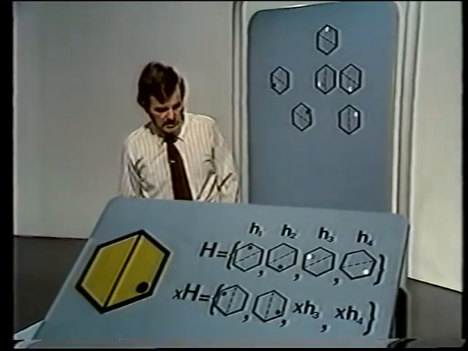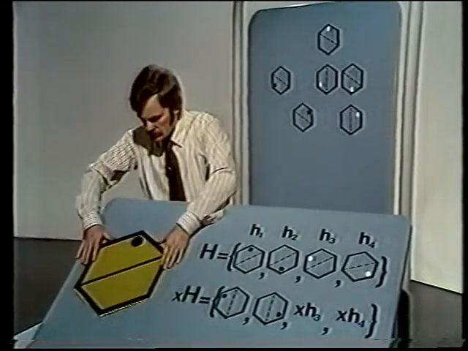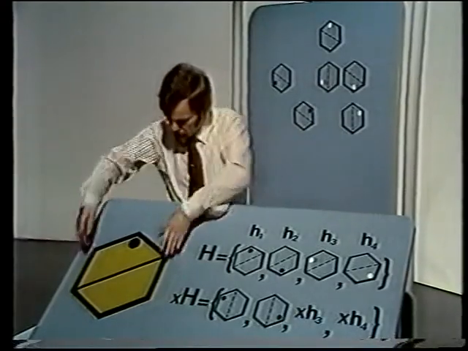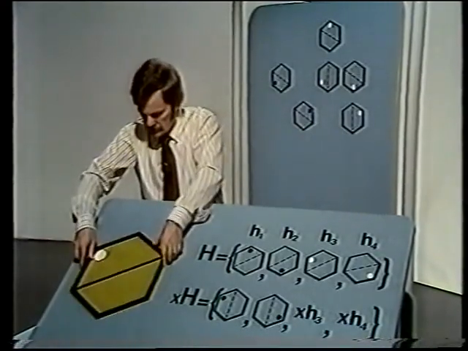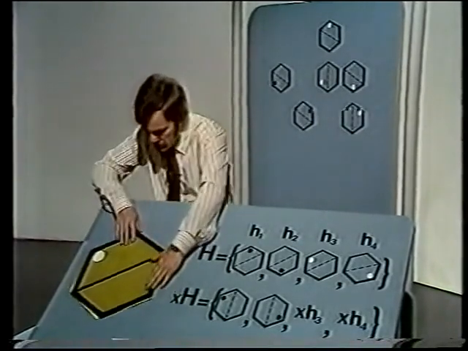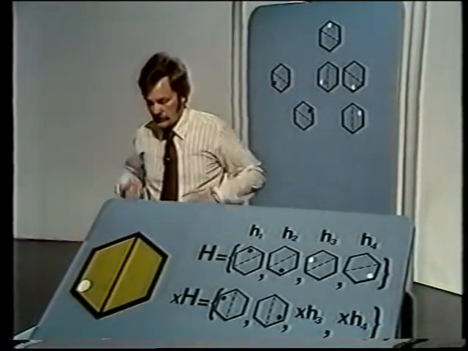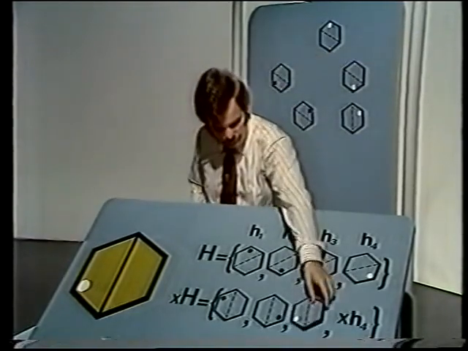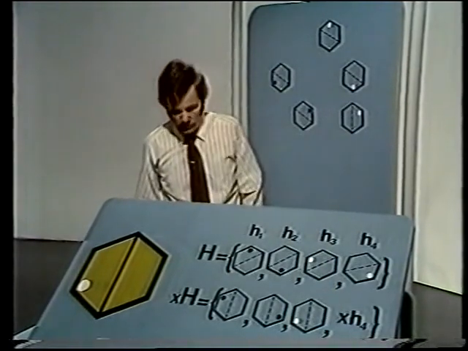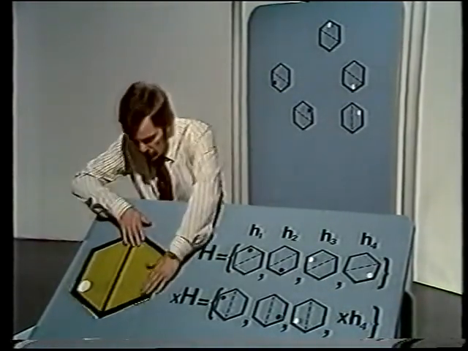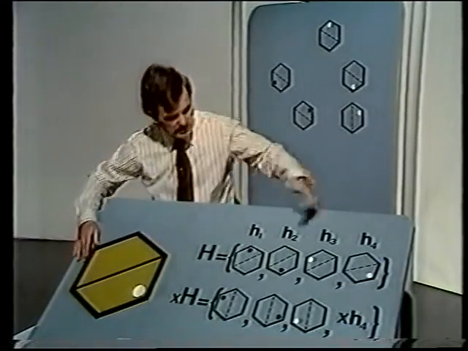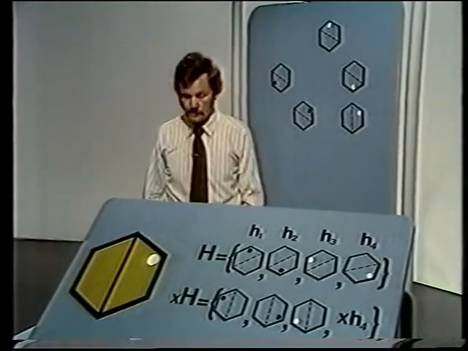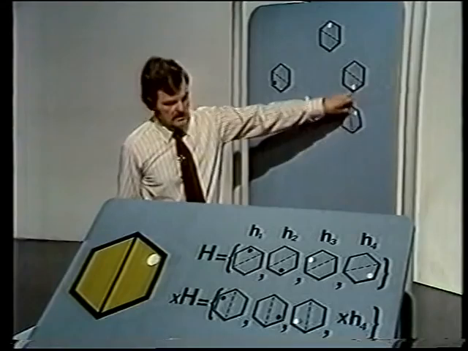Similarly for XH3, return the hexagon to its initial position, apply H3. We can see what will happen then from here. We'll end up in that position, so let's move there. There's H3. We then apply X, rotate through a sixth of a revolution, taking us there. Here's XH3. And finally for XH4, well, you probably realise now there's a shortcut. We can go directly to the H4 position, that's this one, and apply X. Rotate through a sixth of a turn, taking us there. Here it is. There's XH4.